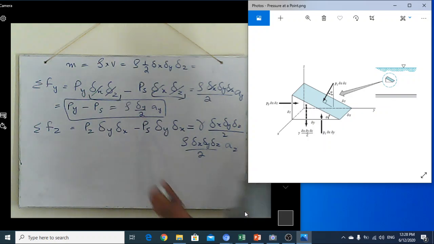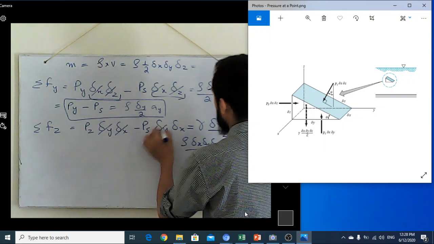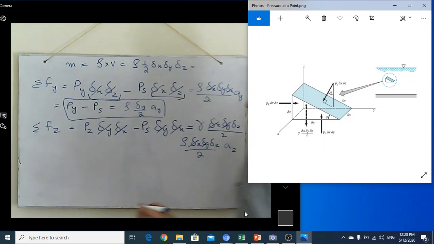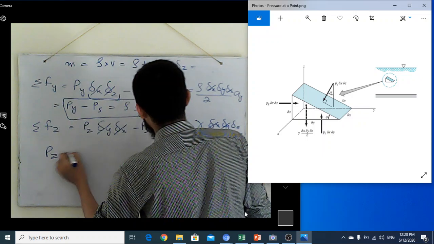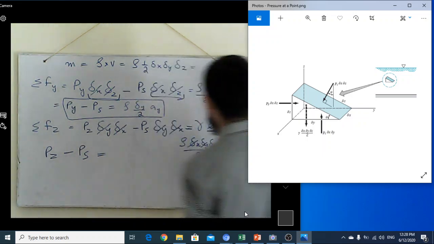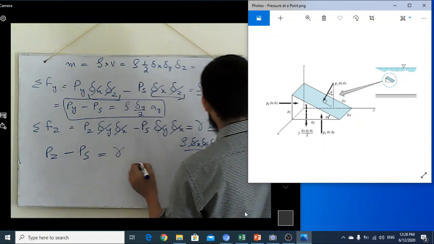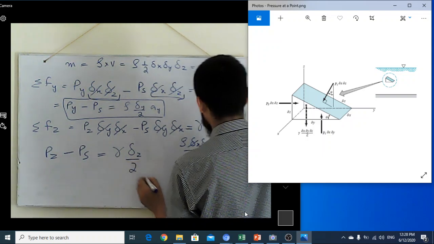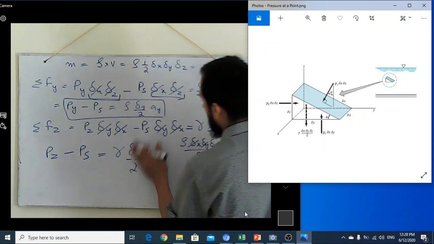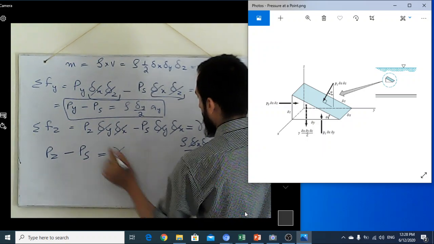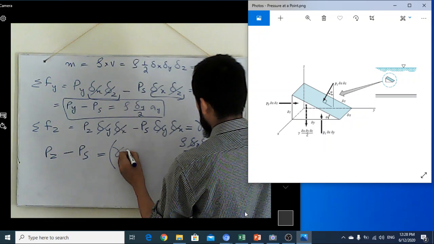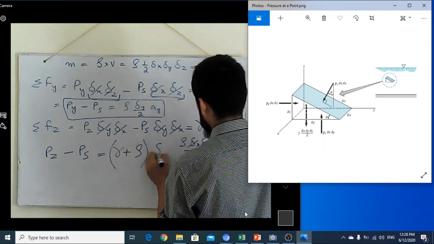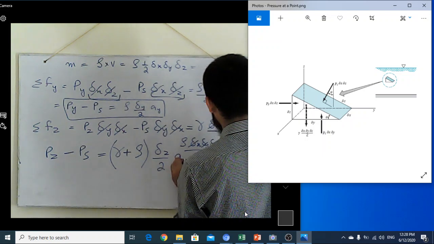Here again you can cancel out dy dx, dy dx, dy dx, and dy dx. The remaining part will be Pz minus Ps, which will be equal to the specific weight Z by 2, it might be taken common as well, plus density Z by 2 and Az.